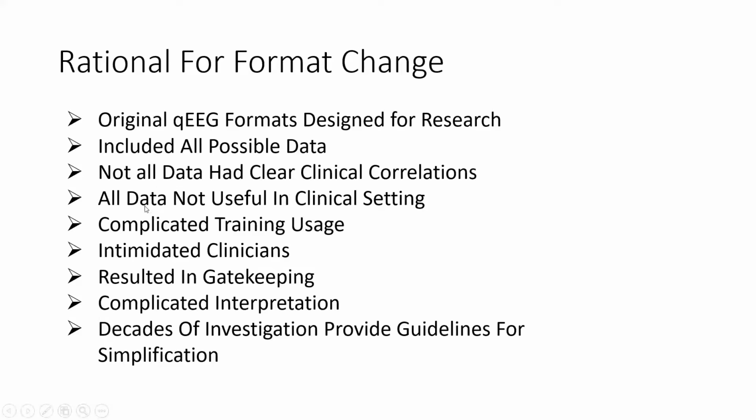And so all the data is not useful in a clinical setting. What's dominant frequency? What's slow delta mean? You find research on that for me. I'd love to see it. I'm not finding it. And so all of this extra data, endless pages, and confusing stuff really complicates the training usage. And it's intimidating to clinicians that there's so much to learn.